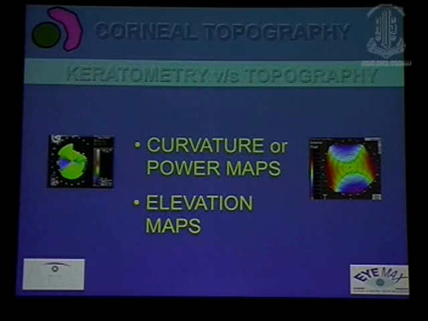As of today, we have got two main techniques of topography. One is known as placido disc topography, which we depict by curvature maps or power maps. And the other technique is known as elevation maps, whereby we estimate the exact position of different corneal points in space. Now, what are these two techniques?